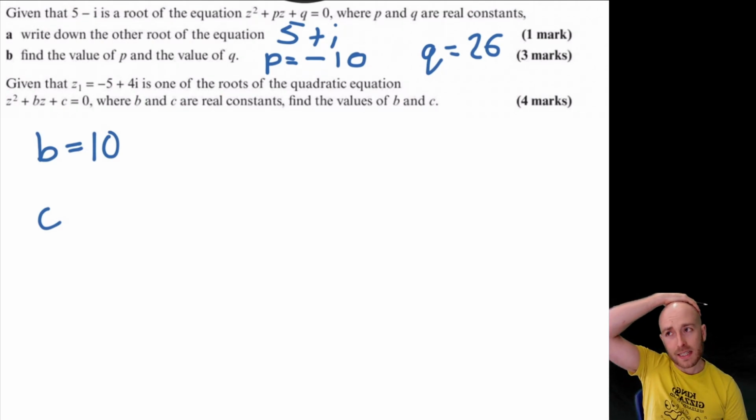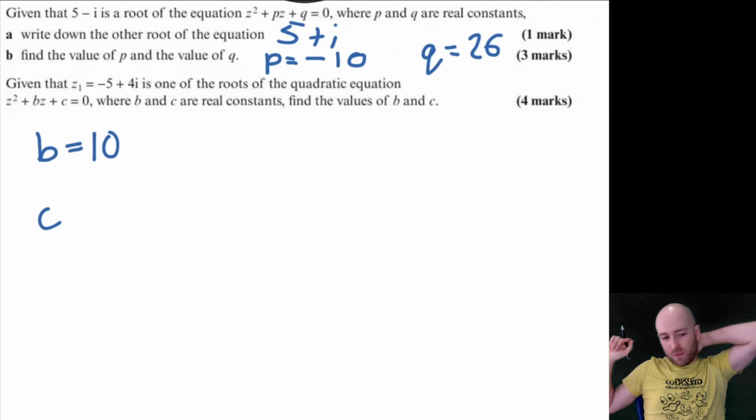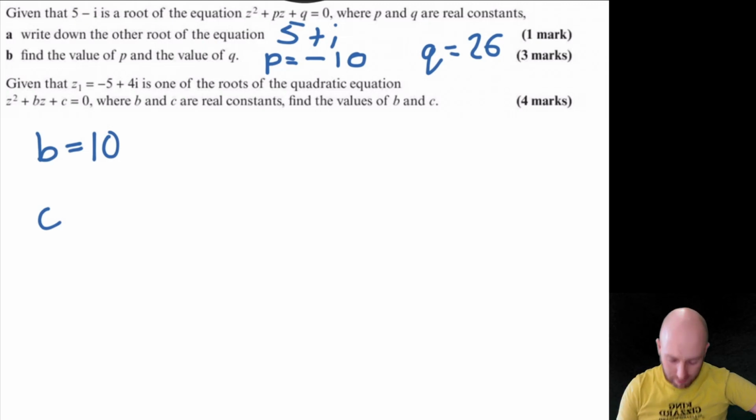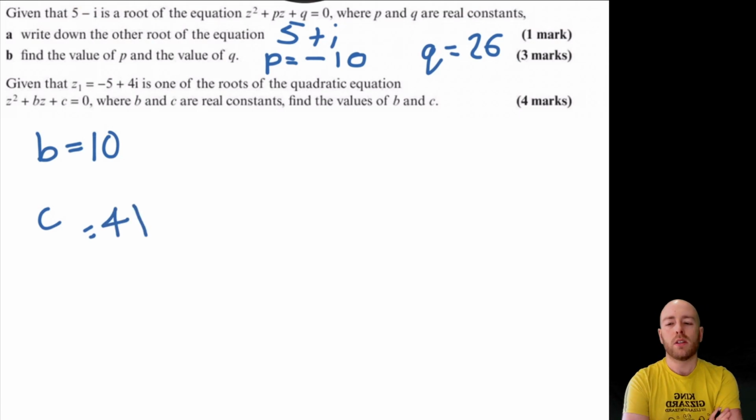25 plus 16. 35, 16, 40, 41. Is c 41? Is it minus 41? No, because they're both squared, so it should be 41. I think that's it. Do you guys agree? We probably ought to show some workings there. Yeah, 10 and 41. Oh, should be b minus 10. No, it should be 10.